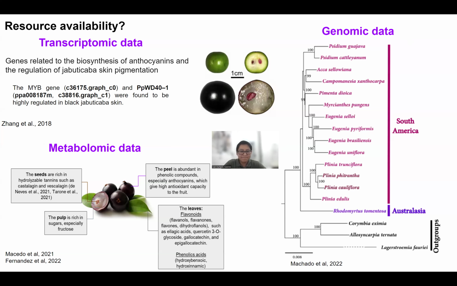Continue here, please. Genomic data is also scarce. One paper focused on the plastid genomes of Plinia ciliandra and Plinia cauliflora within the Myrtaceae family, revealing structural and evolutionary characteristics, highlighting their phylogenetic distribution, and providing evidence of positive selection in several genes. Next slide, please.